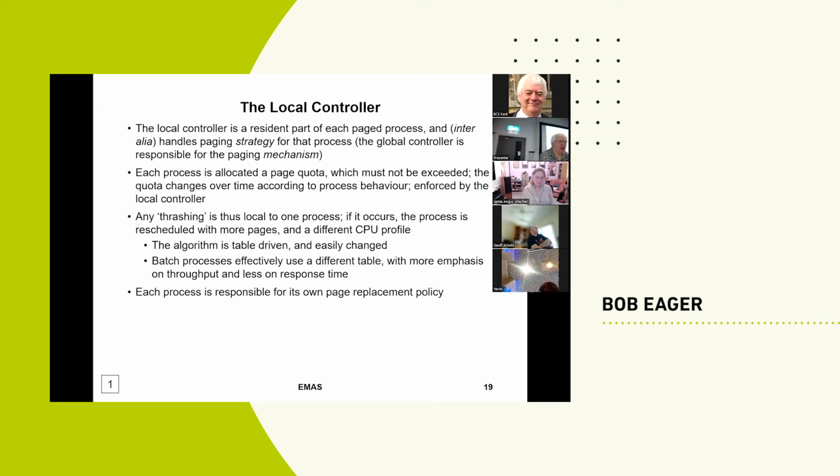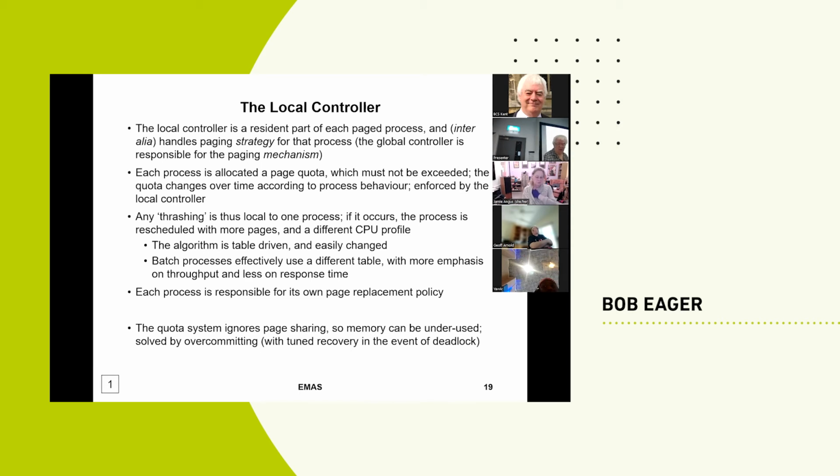And each process is therefore responsible for what is technically called the page replacement policy. However many pages you have in the system, in the process rather, the local controller is allocated. It's its job to sort out what needs to happen.